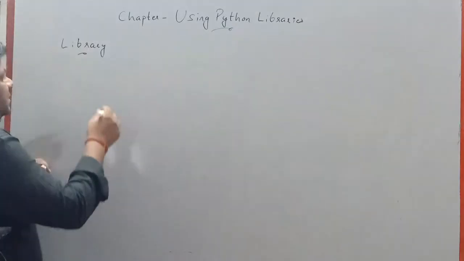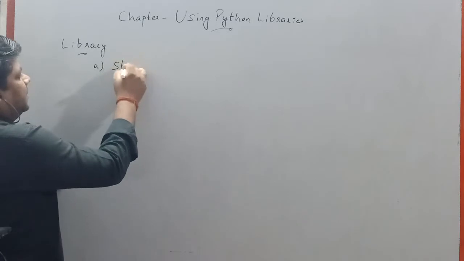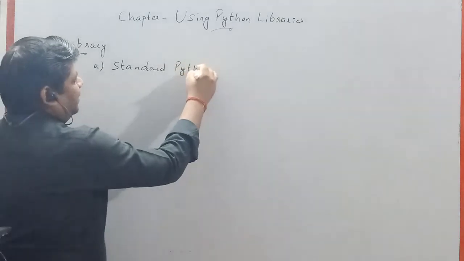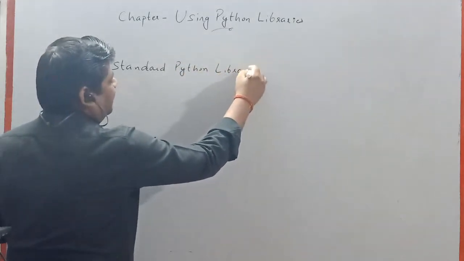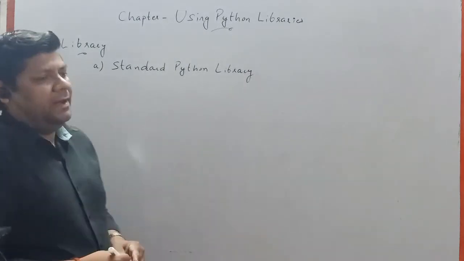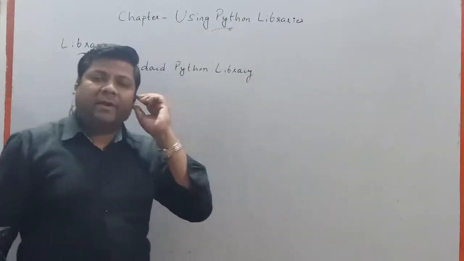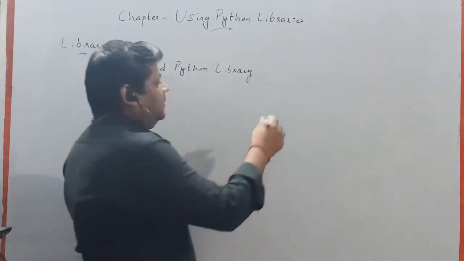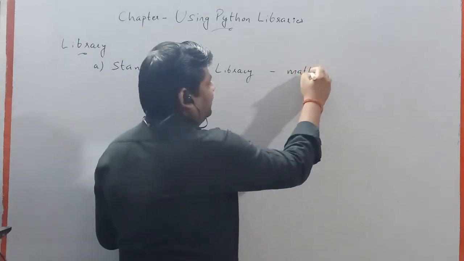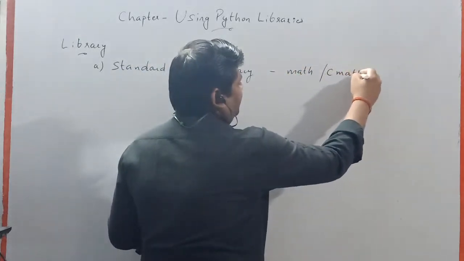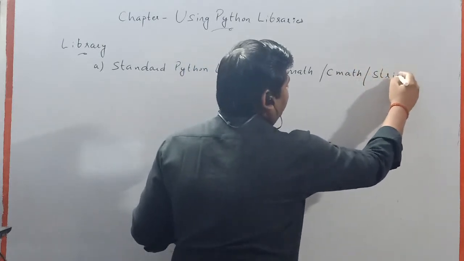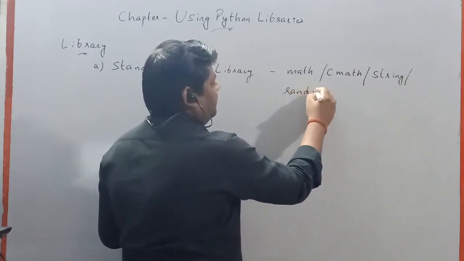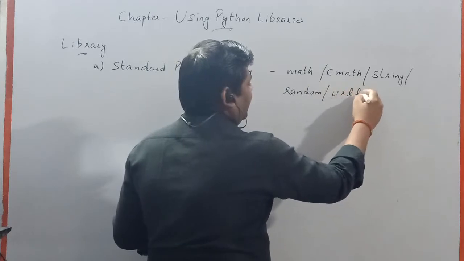The first library file that is supported by Python is the standard Python library. This type of library file is bundled with the Python application, and you have previously used a few of the modules of this library, like math, CMath, string, random, urllib, etc.